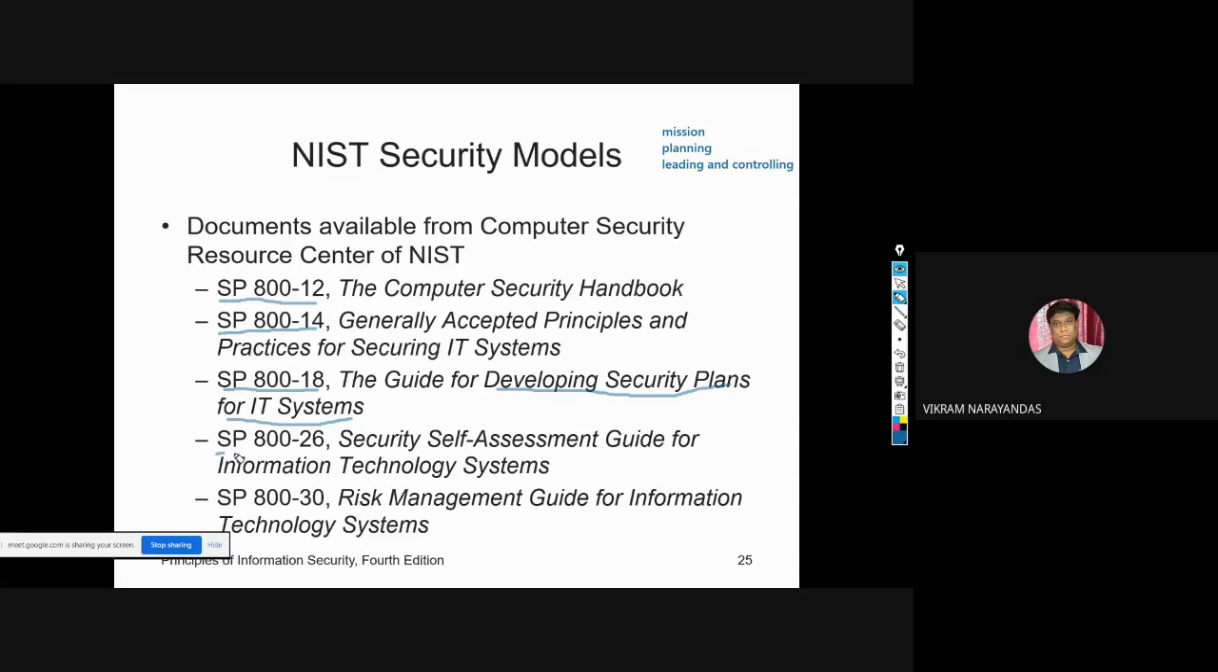So next, Special Publication 800-26 here.